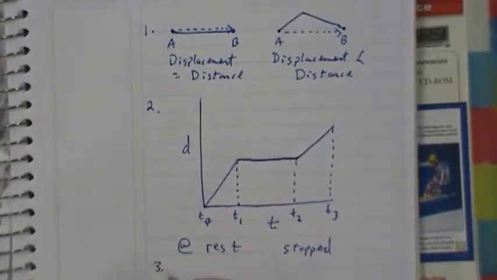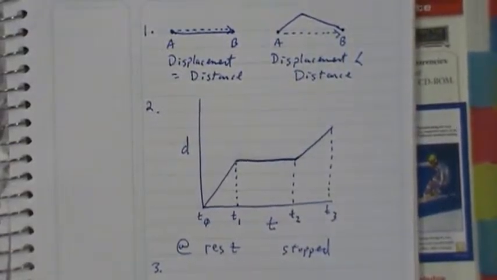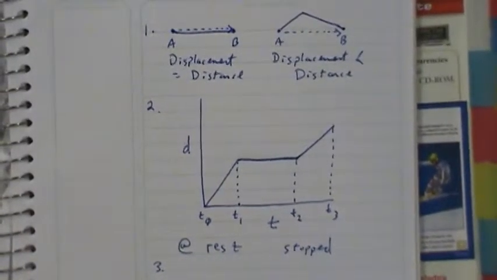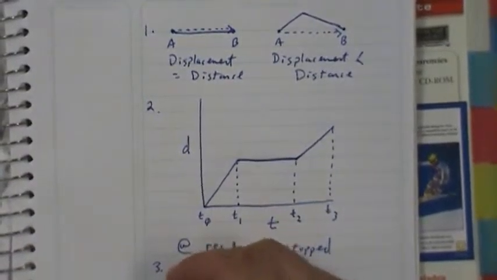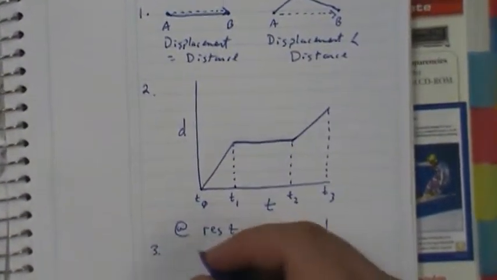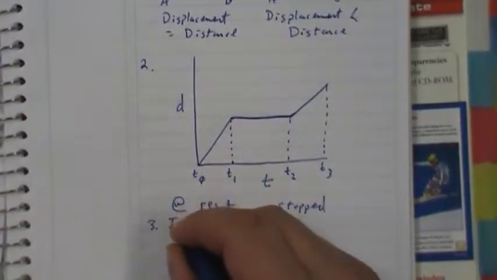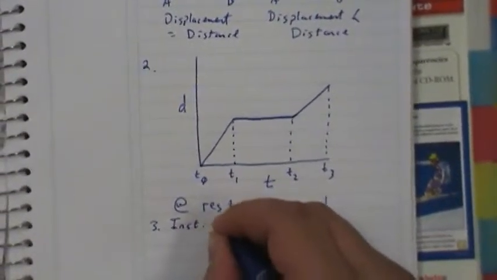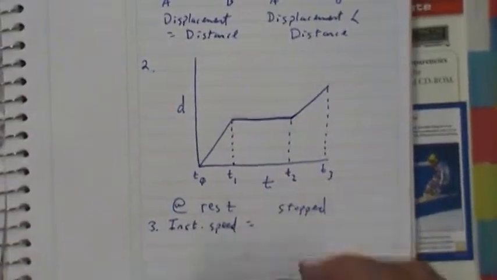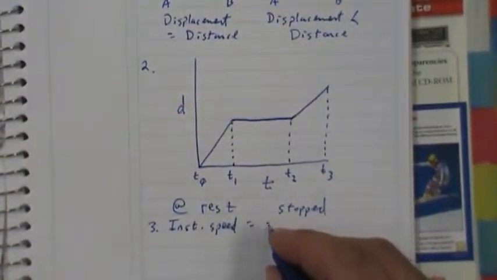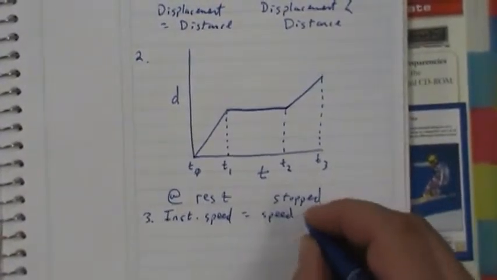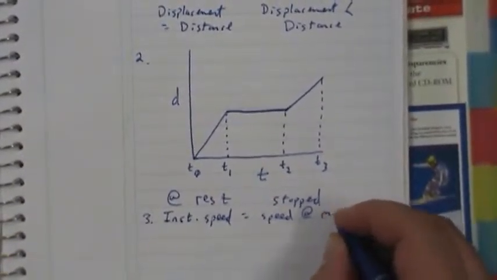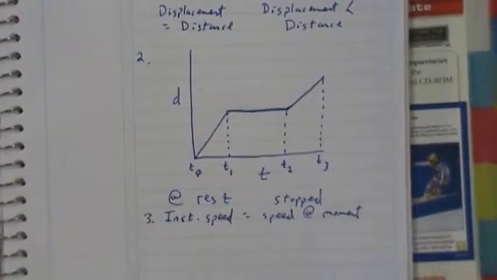Alright, number 3. Explain whether, during a trip, a car's instantaneous speed can ever be greater than its average speed. Well, just to be clear on our definitions here, instantaneous speed is the speed at any instant in time. So if you were to look at a speedometer, this is what you would see. Speed at any moment or instant in time.